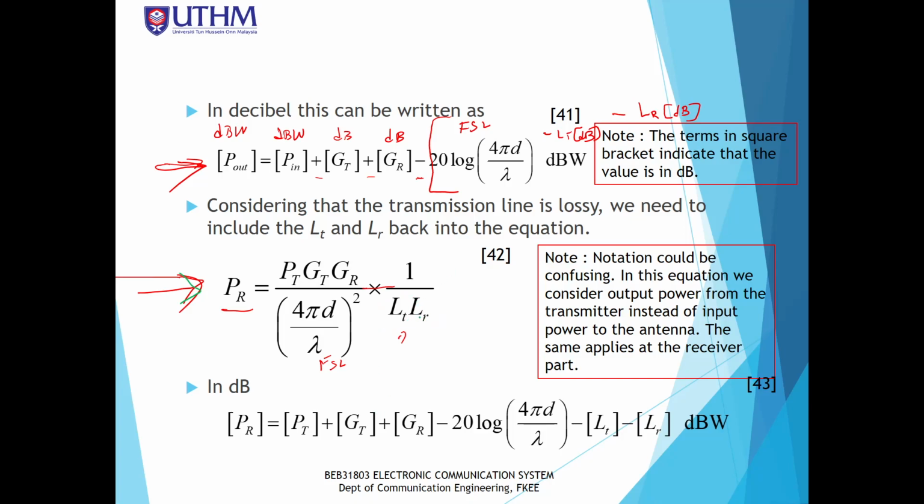If you want to express the received power in terms of decibel, assuming this is dBW, this is also dBW, and this is dB, then minus all the losses. This is FSL, LT, and also LR.